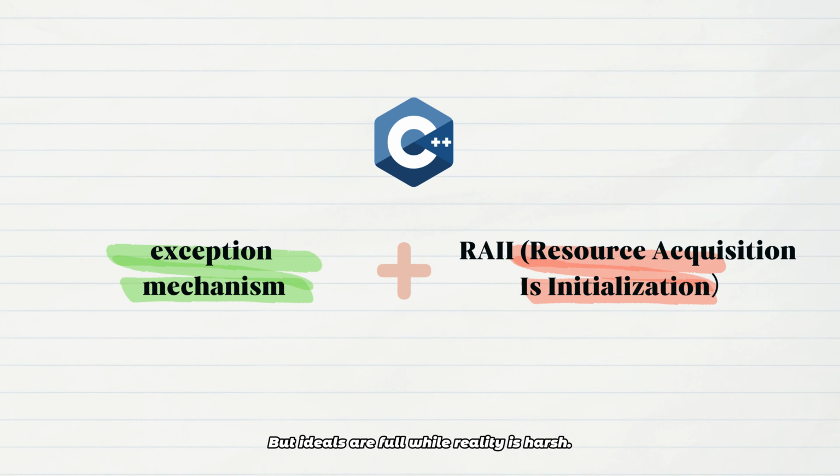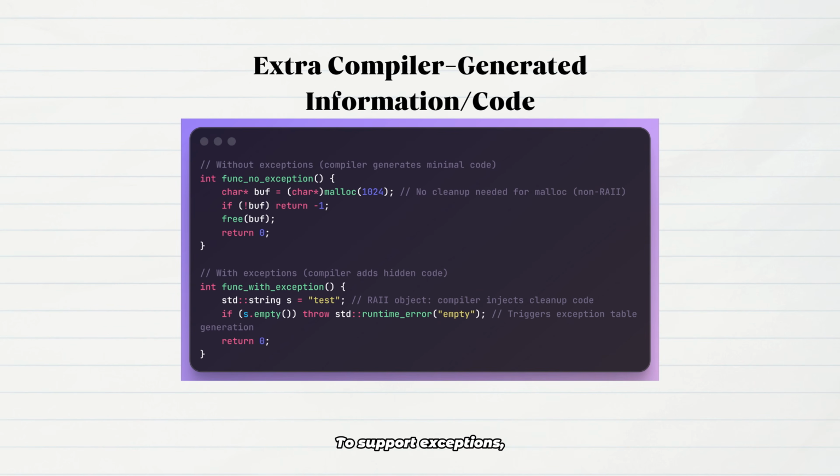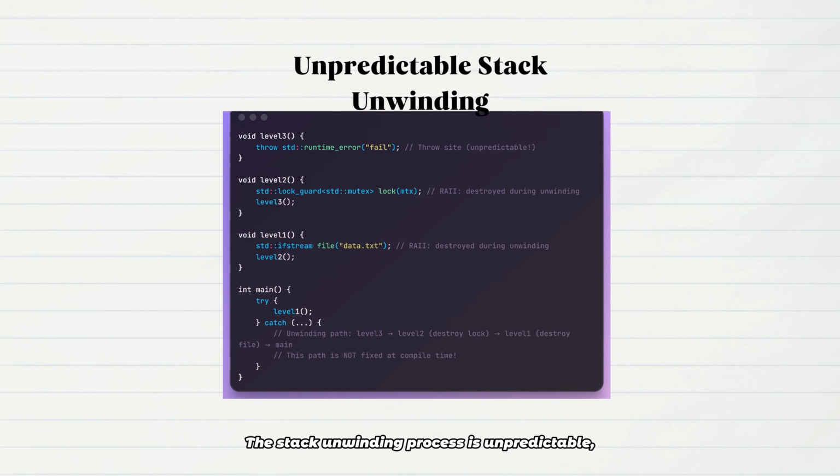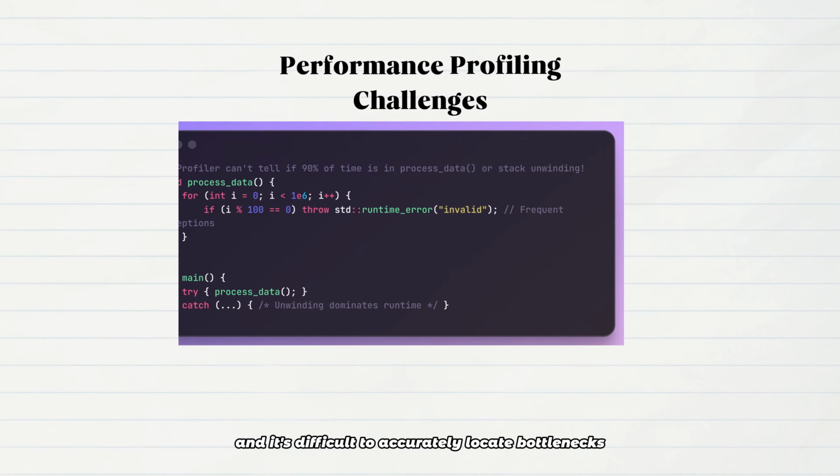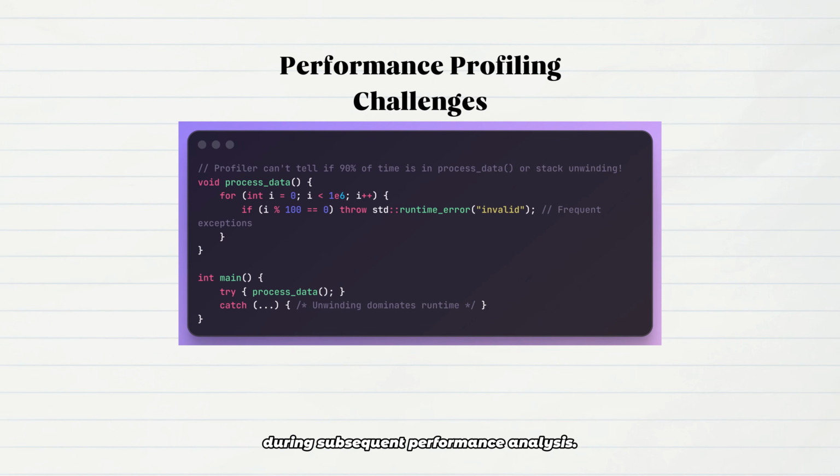But ideals are full, while reality is harsh. All problems with exceptions lie in engineering practice. First, exceptions are not free. To support exceptions, compilers need to generate additional information. The stack unwinding process is unpredictable, and it's difficult to accurately locate bottlenecks during subsequent performance analysis.